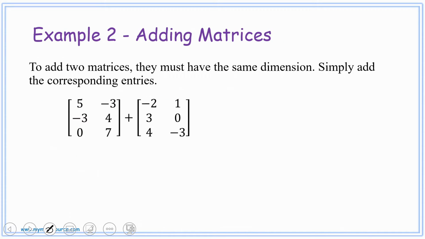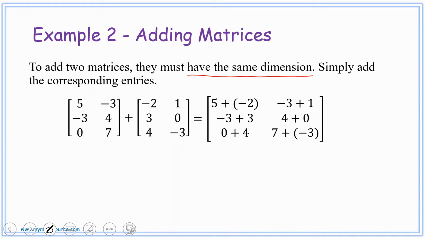All right, now how we add the matrices is based off of the concept of what we just learned about dimensions and entries. To add them, all you need to do is make sure you have the same dimension and then add the corresponding entries. So if you look at this one here, we simply add the 5 with the negative 2, the negative 3 with the 1, and so forth, each corresponding entry with its other.